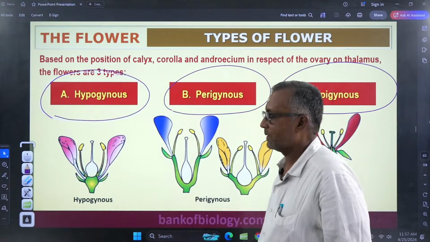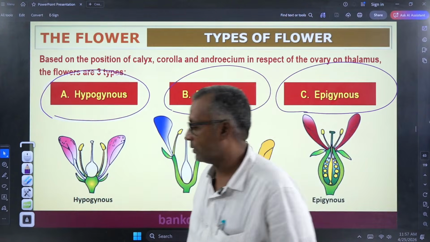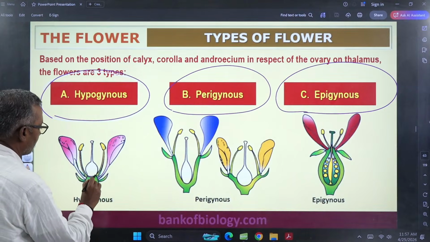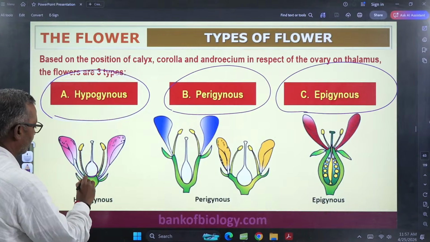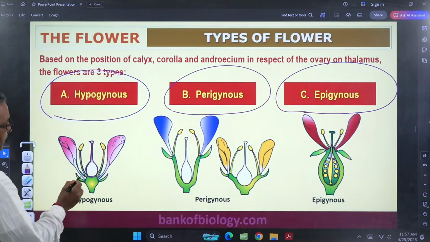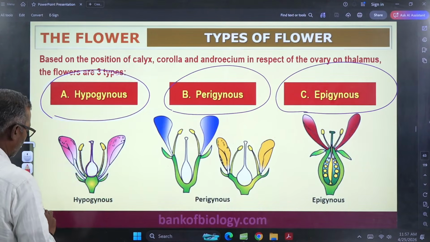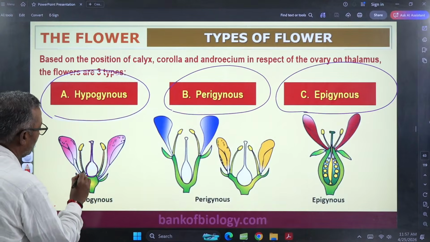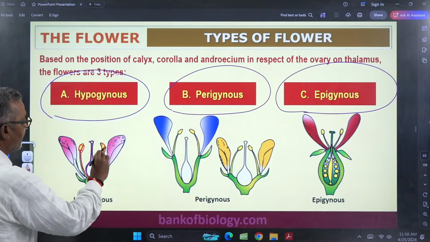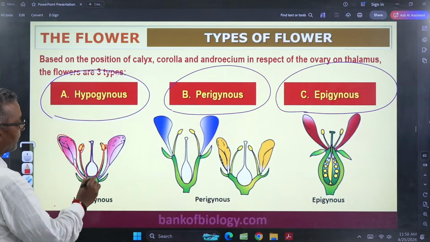Listen to me carefully. In this case, ovary is present at the top. Look at the diagram carefully. Ovary is present at the top. Now this is ovary. And the remaining floral parts are originating below the level of ovary. From where are they originating? Below the level of ovary.